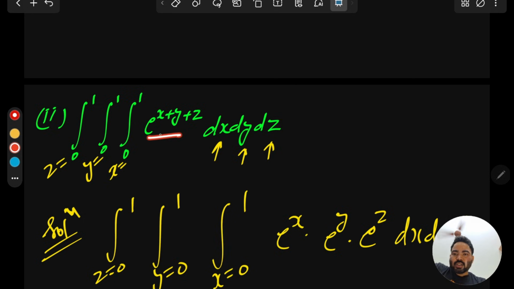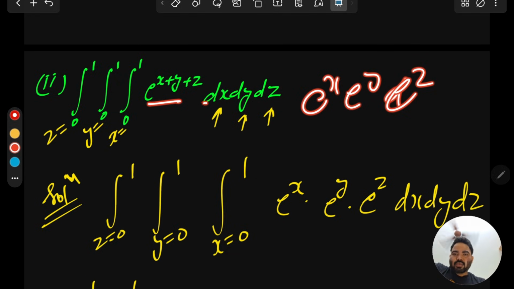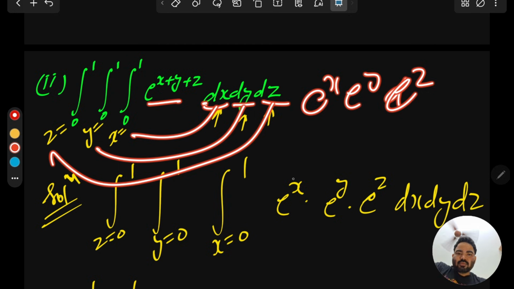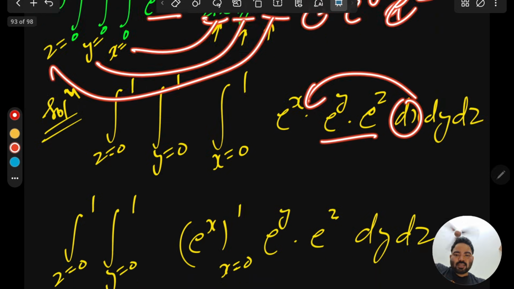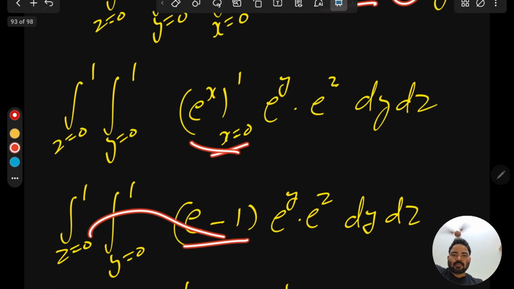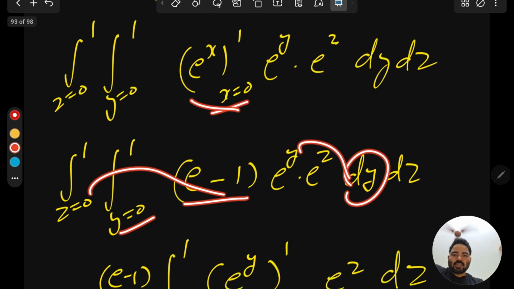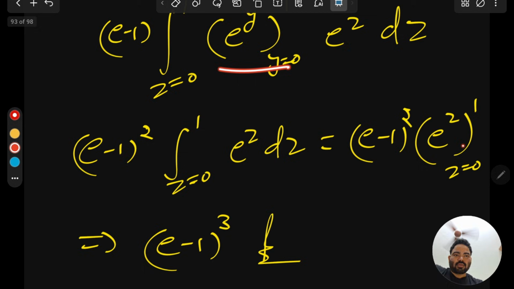Also for this, just divide into e to the power x, e to the power y, e to the power z. In the same way you can solve. First, if not given, then you can say this is x, this is y, this is z. So just do the integration. X first, y and z are constant, so just put the x limit, and this is constant, just take it outside. And after that, just do with respect to y, put the y limit. Whatever will come, just take that also outside. And after that, just do with respect to z.